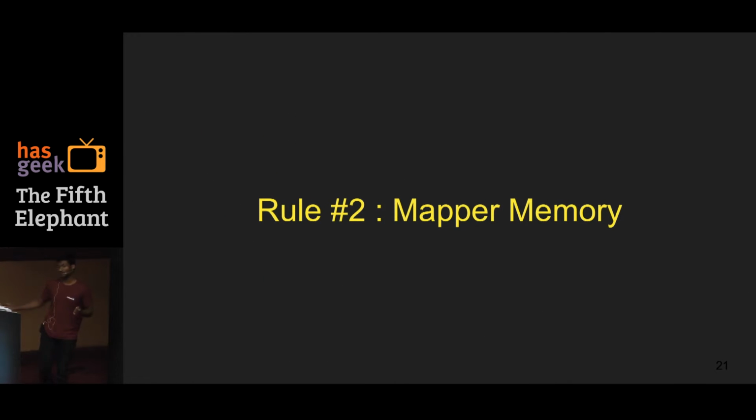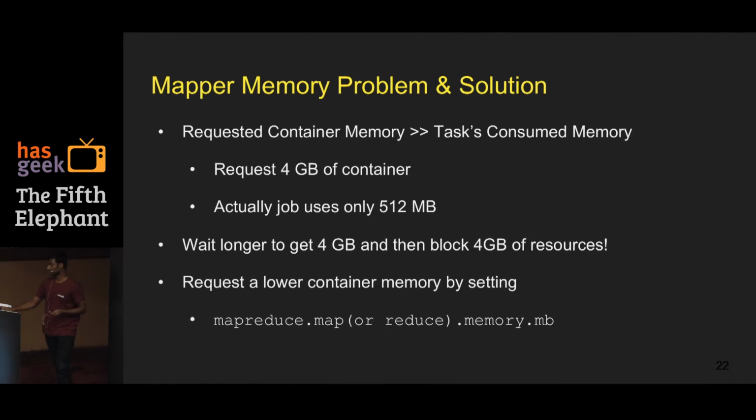Another rule is mapper memory. When you run a MapReduce job, you request a certain container size from the resource manager, and then your job runs within that container. Now suppose the user requests, say, a 4 GB container, but the job, when it runs within that container, uses just, say, 500 MB of it. The problem here is you are requesting more resources, which means you're going to wait for more time for this 4 GB container to get allocated. And even once it gets allocated, you're not going to utilize the entire 4 GB. You just need 500 MB of it, and you're actually blocking 4 GB of resources on your cluster.